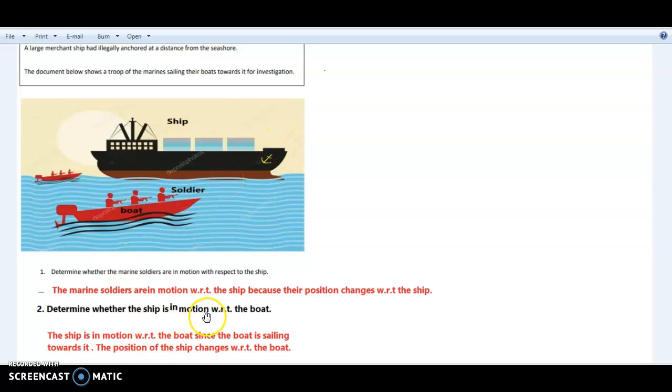Now determine whether the ship is in motion with respect to the boat. As long as they are sailing their boats towards it, the distance between the ship and the boat changes, and the ship appears to be moving closer to the boat. That's why it's considered to be in motion, because the position of the ship changes with respect to the boat.